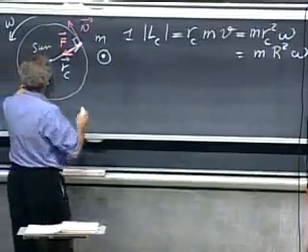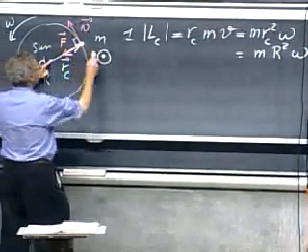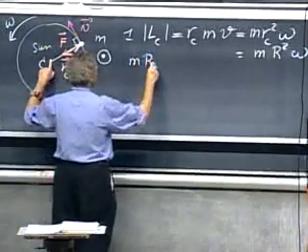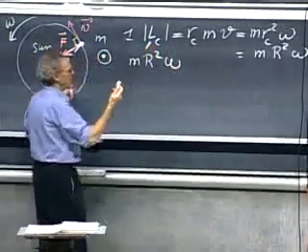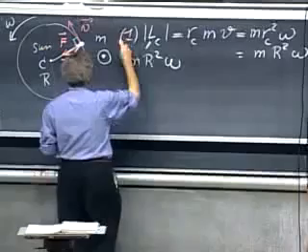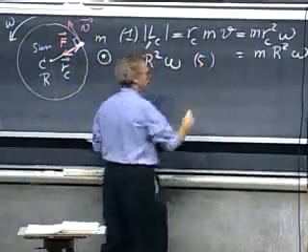The moment of inertia about point C for this object is clearly m r squared, and I multiply that by omega, and you see you get exactly the same answer. So this is equation 1, but this would be equation 5.